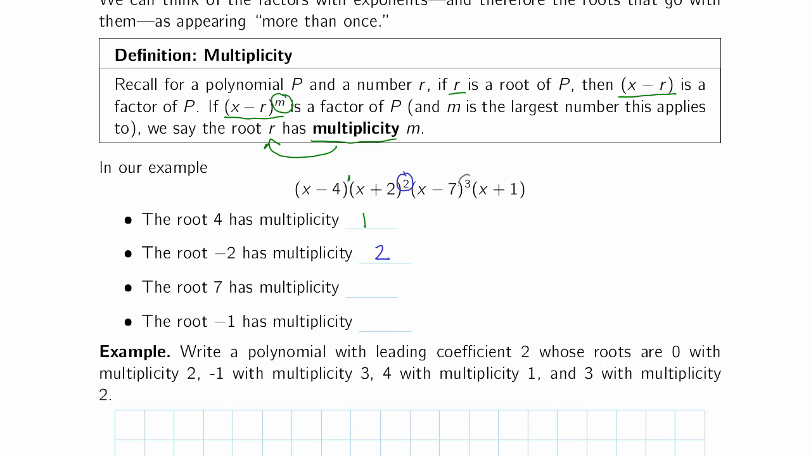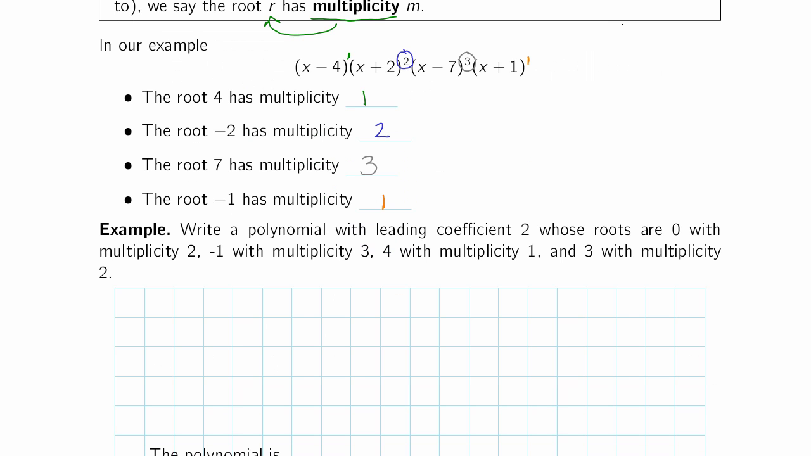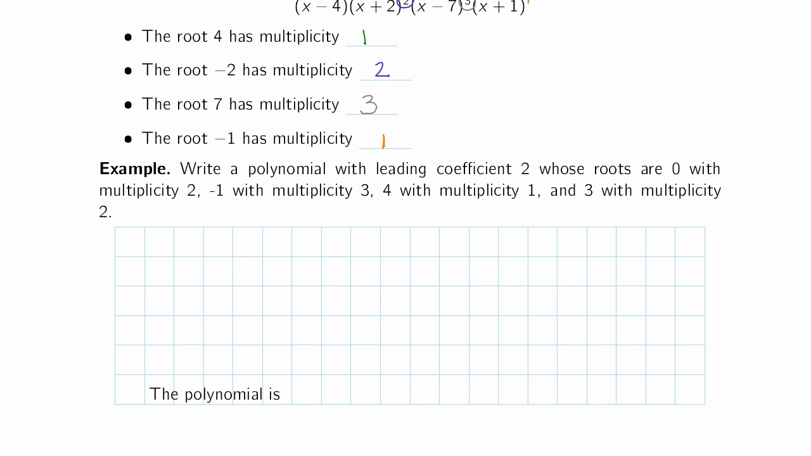We have x minus 7 to the third power, so the root 7 has multiplicity 3. And we have x plus 1 to the first power again, so the root negative 1 has multiplicity 1. The multiplicity of the root is just the power of the factor. So if we want to write down a polynomial given information about multiplicity, suppose we want a polynomial whose leading coefficient is 2, so we'll throw a 2 at the beginning.